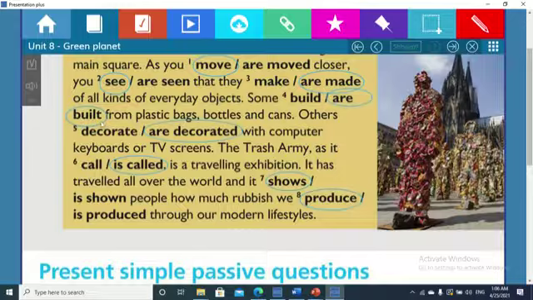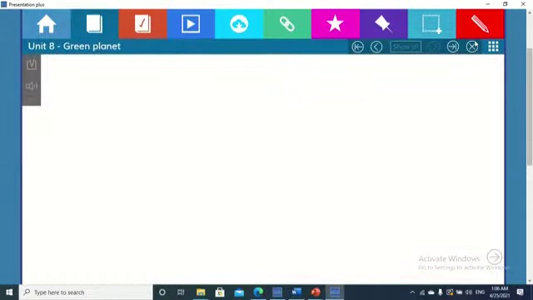Here are, of course, the answers. Some are built from plastic. Things are built. They don't build. Are decorated, is called, shows the world, and it shows. Produce. We produce. We are not produced. So here's, of course, number 4, how to recognize the difference between passive and active.